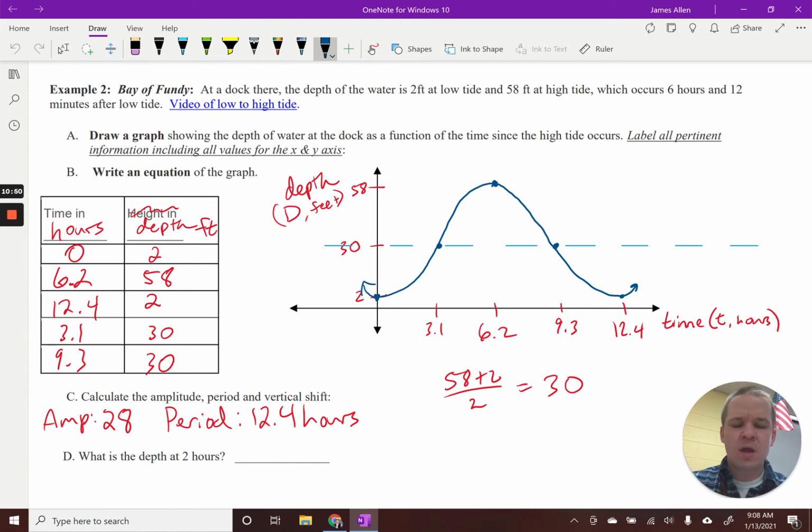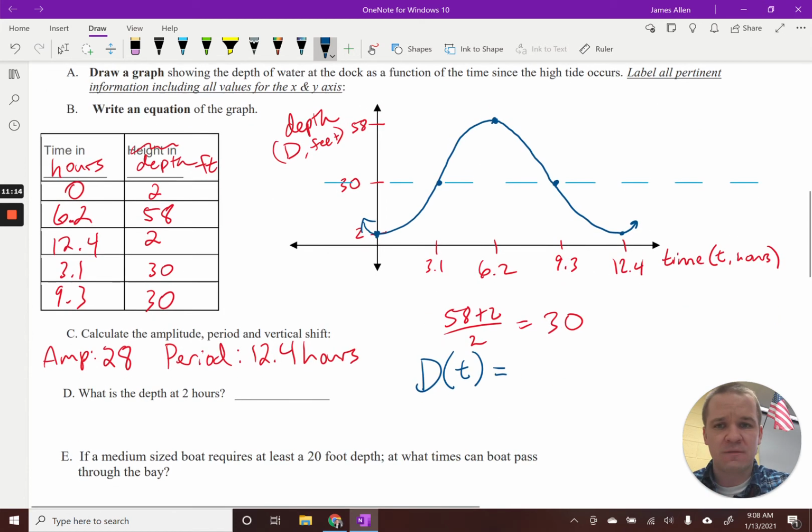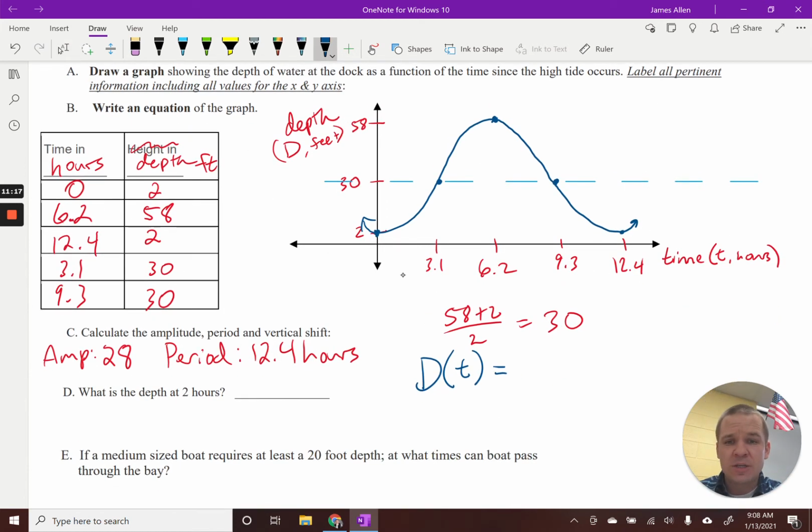So I feel like at this point, we're ready to write our equation for this function. As we've already said, it's a cosine function, right? It appears to be a cosine. I mean, you can write it as a sine function, but it clearly looks like a cosine function that's been reflected here. So let's do that. So d of t, the depth as a function of time, would be, we said it was going to be a negative cosine, right? So negative, my amplitude is 28 cosine, and then my period was 12.4 hours, so we're actually not ready yet.